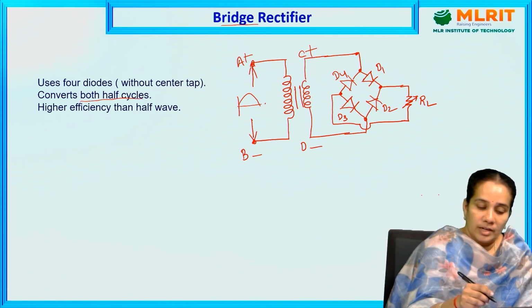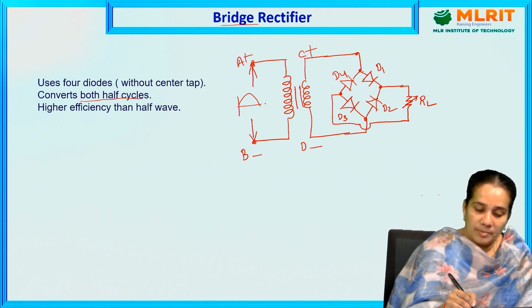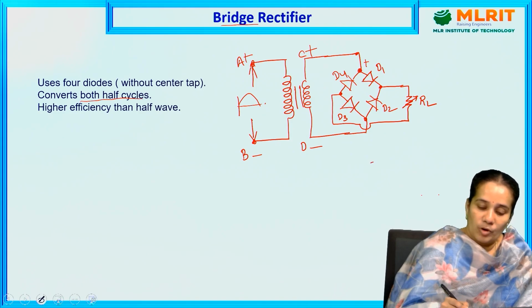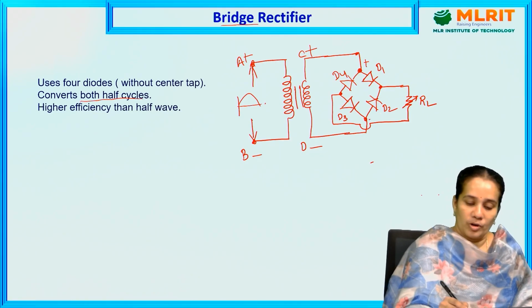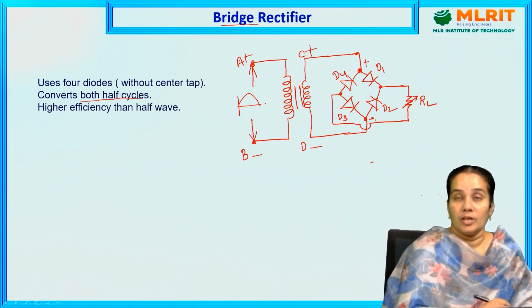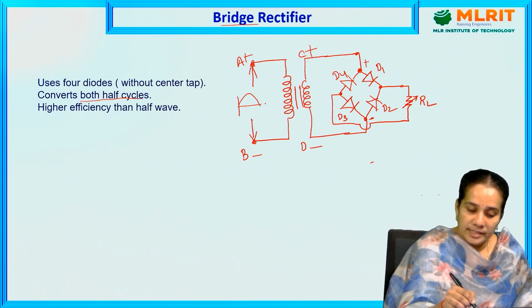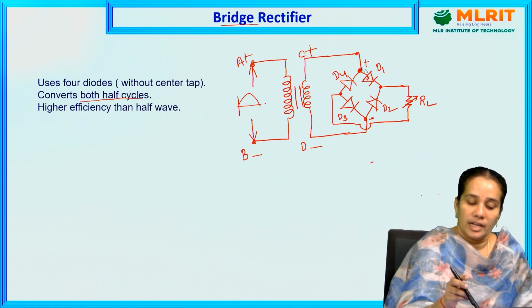So when node C becomes positive, this point will become positive and this point will become negative. At this terminal we are connecting 2 diodes. What are the 2 diodes? Diode D1 and diode D4. So what is happening for the diode D1? Here the diode D1 is connected in forward bias.